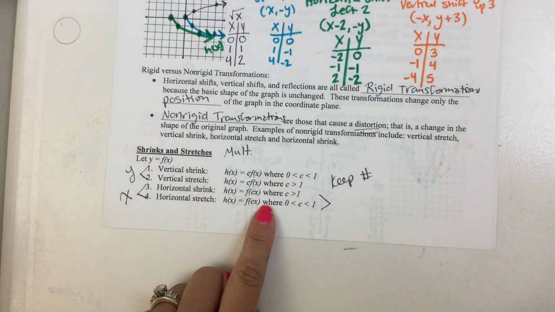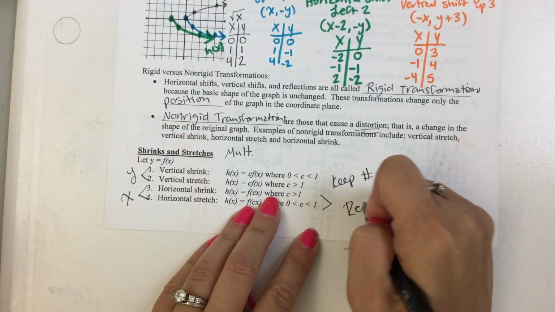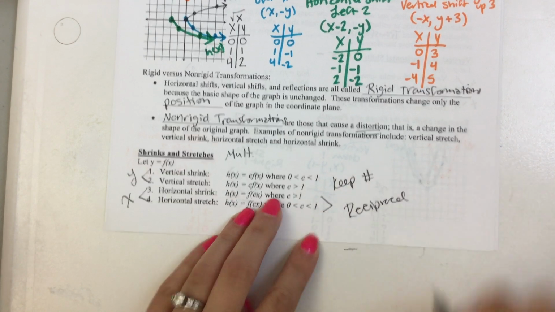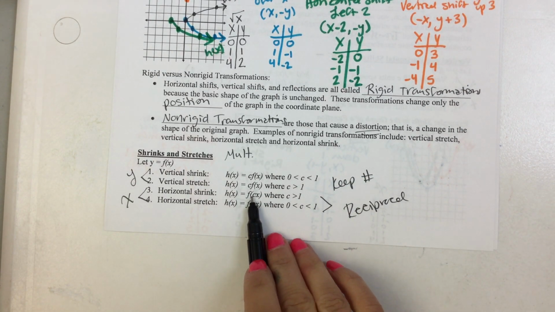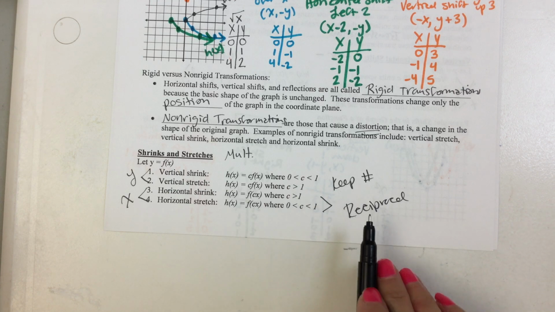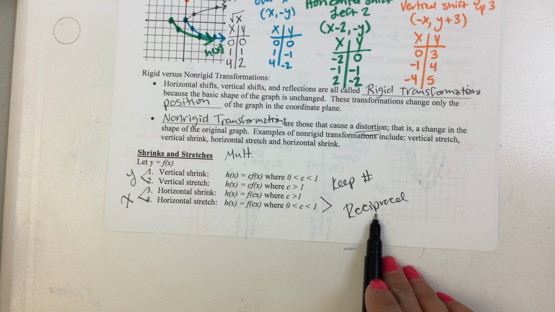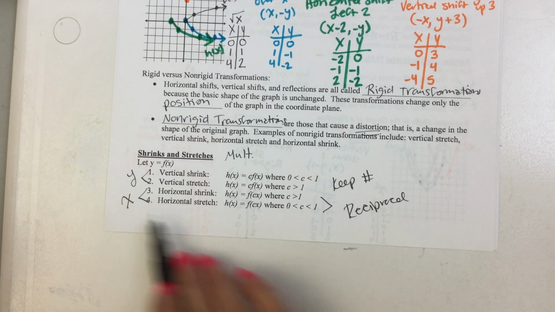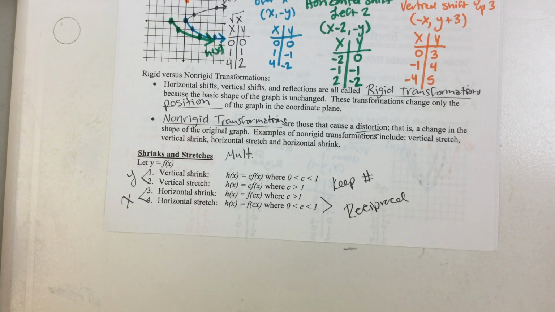When you're doing horizontal, you have to do the reciprocal of the number. So whatever number is being multiplied to the x, you flip it upside down. That's the number that you multiply to x. If the reciprocal is bigger than 1, it's a stretch. If the reciprocal is less than 1, it is a compression or a shrink.